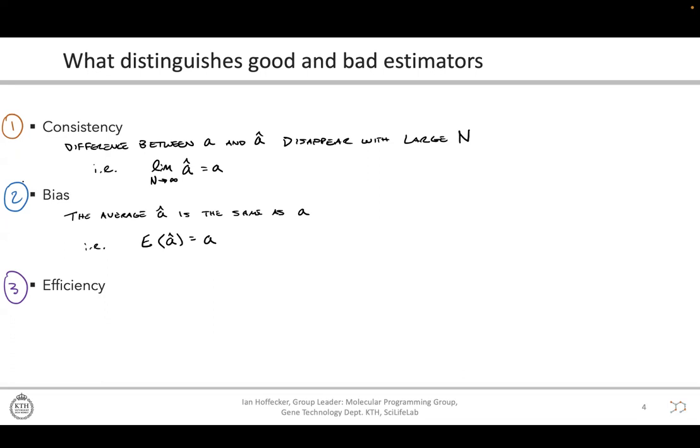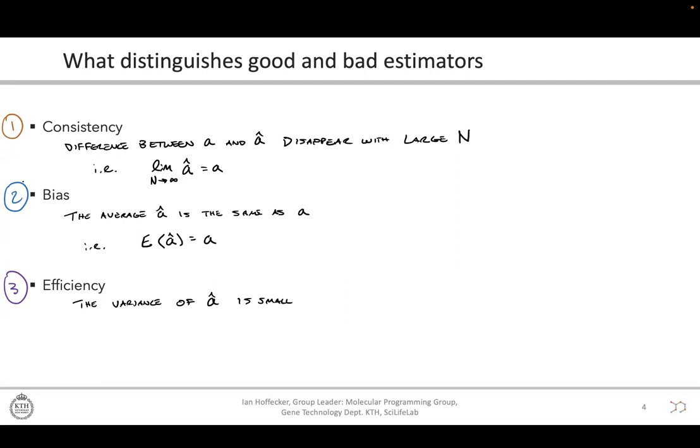The second criterion is related to bias. So the average, the mean of A hat, should be the same as the true A. Or another way of stating this is that the expected value or the expectation of A hat should be equal to A. So if we do multiple rounds of our estimator, then the population average of A hat should be exactly equal to the true value of A. And then finally, efficiency.